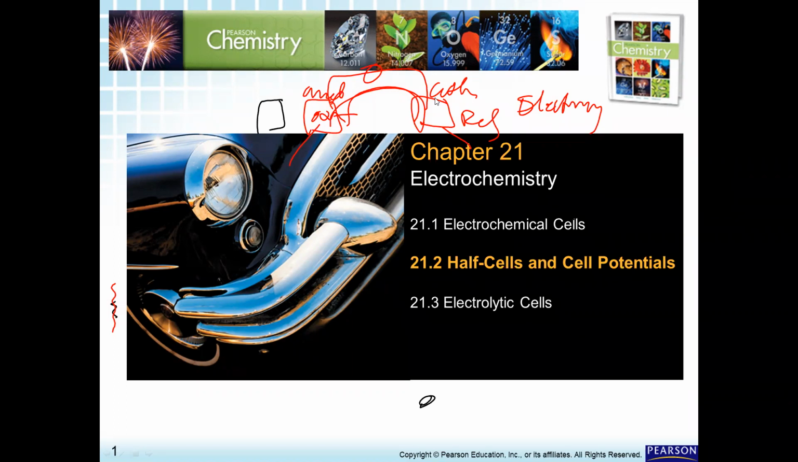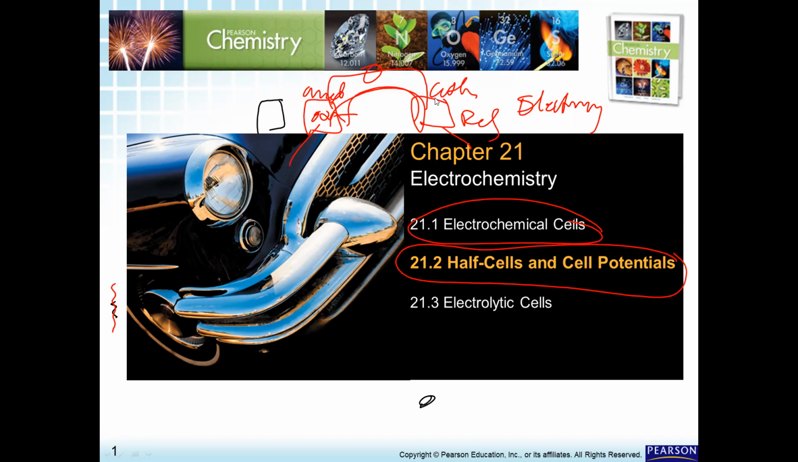So I was talking about the electrochemical cell that we discussed last time, that it is made from anode and cathode. The anode is negative, the cathode is positive, and we can use that to produce electric current. What we are going to do today is determine what is known as the half cell and the cell potential.